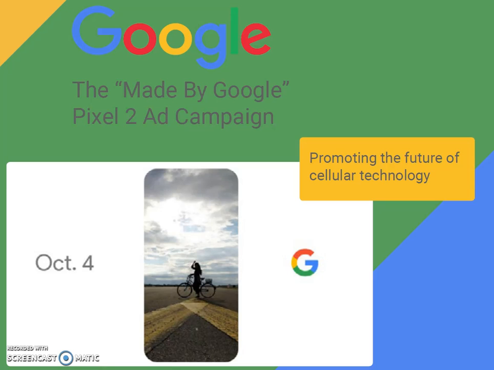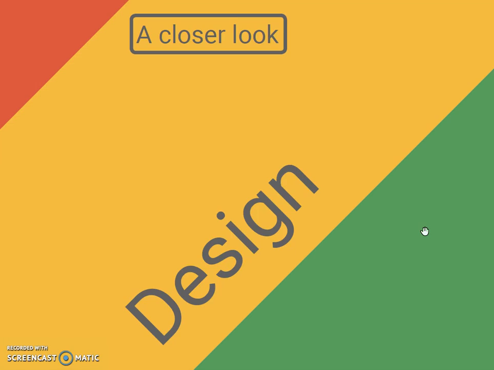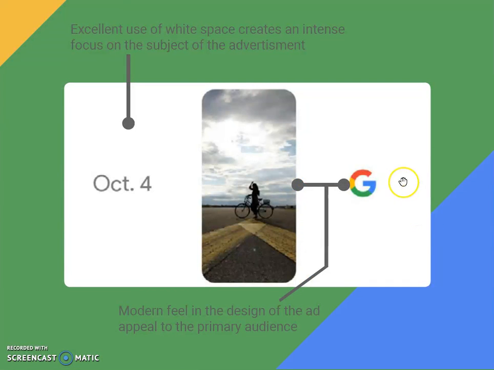So when we start out here, we see the original ad. There is a lot of white space. That was part of the reason that I picked it originally. The only color in it, aside from the photo within it, is the Google label, which is clearly attributing this ad to Google.